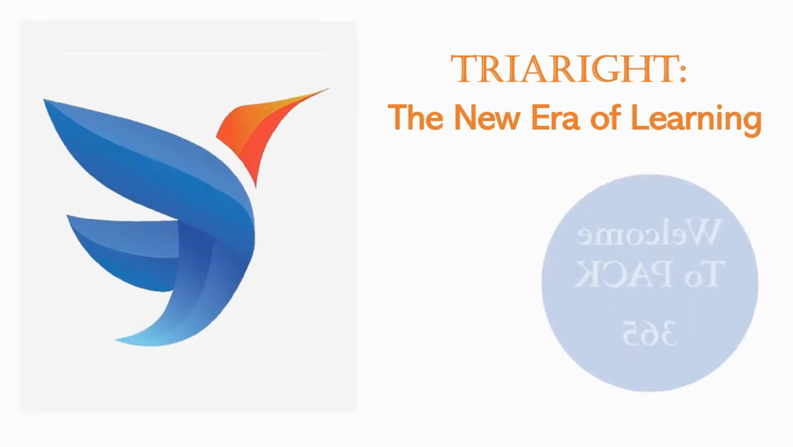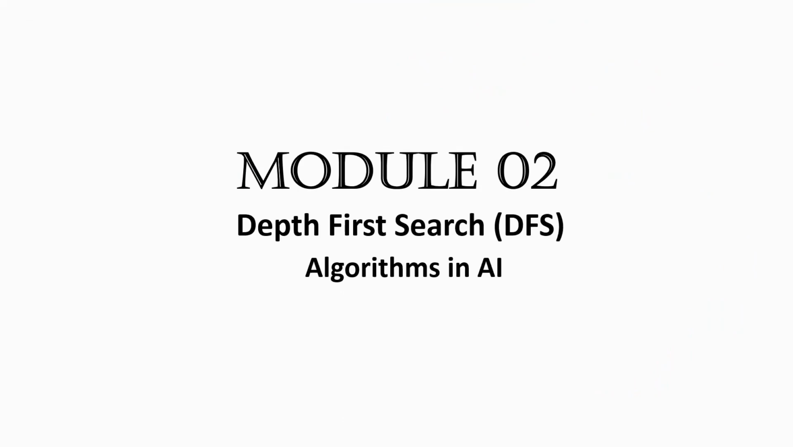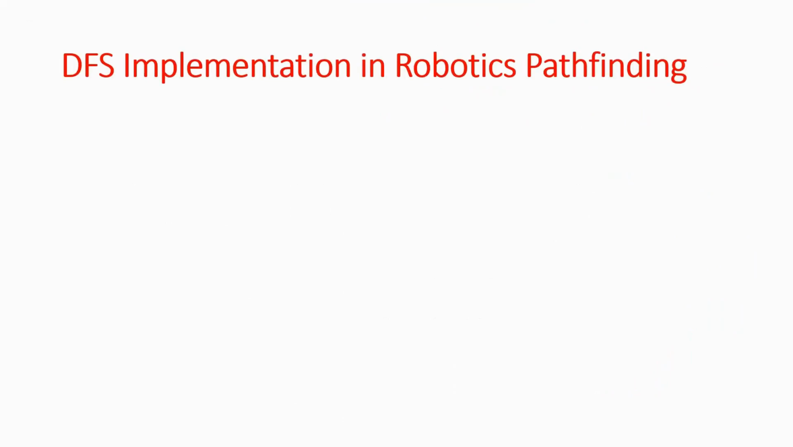This is Pack 365. In Module 2, we are discussing the depth first search algorithm in AI, Part C. Let's move to the topic. Today, we're discussing an example problem. In this example problem, we have DFS implementation in robot pathfinding.